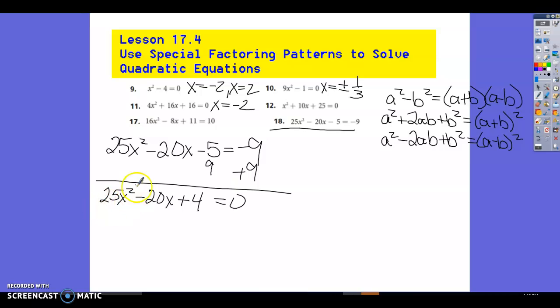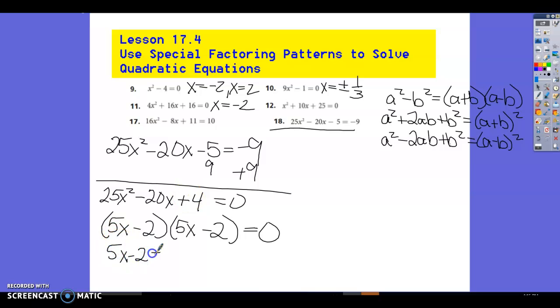All right, I can see that this is a perfect square and this is a perfect square, and because of the negative in the middle, I'm going to use this last formula here. So I'm going to have 5x minus 2, 5x minus 2 equals 0. And again, you can check this quickly. 25x squared minus 10 gives me negative 20, and negative 2 times negative 2 gives me 4.